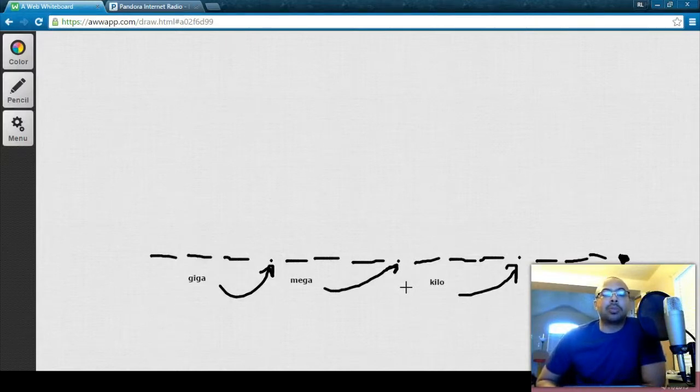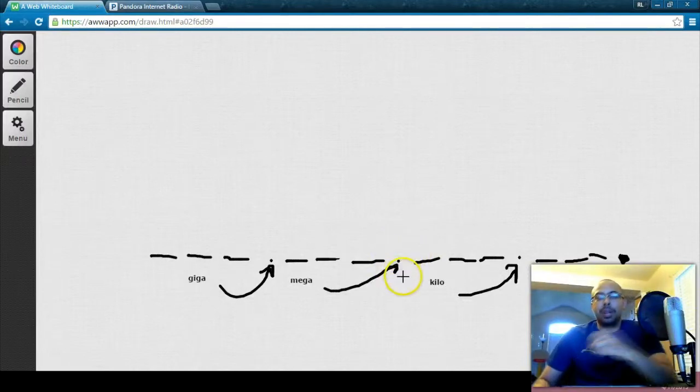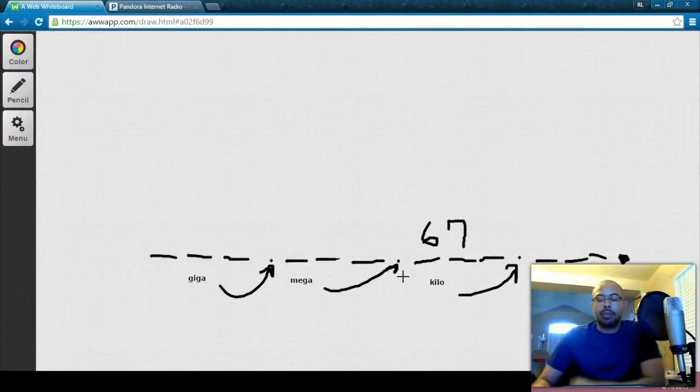0.67 mega ohms is how many kilo ohms? Now keep in mind I said 0.67 mega ohms. So we find the decimal point for mega, which is here, and then we say, okay, 0.67 mega ohms. I'm going to write that in. 0.67 mega ohms. And the question was, how many kilo ohms is that?